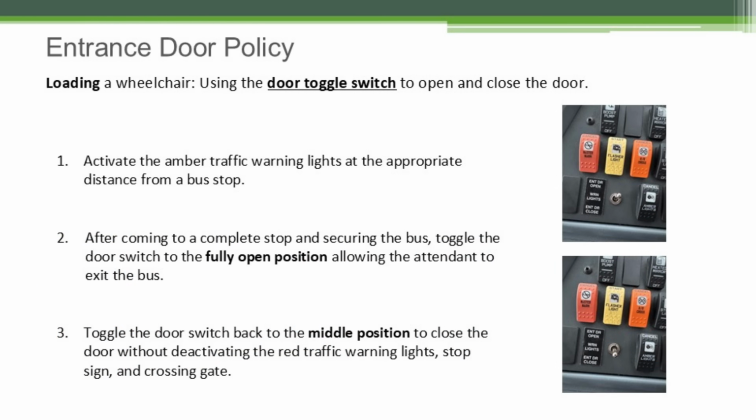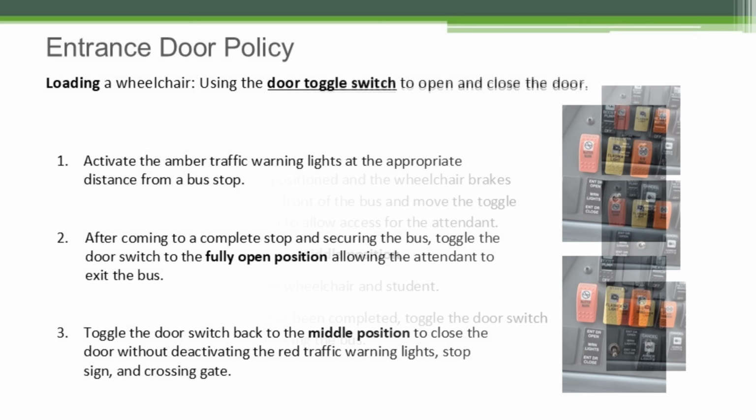Loading a wheelchair. Using the door toggle switch to open and close the door. 1. Activate the amber traffic warning lights at the appropriate distance from a bus stop. 2. After coming to a complete stop and securing the bus, toggle the door switch to the fully open position, allowing the attendant to exit the bus. 3. Toggle the door switch back to the middle position to close the door without deactivating the red traffic warning lights, stop sign, and crossing gate.